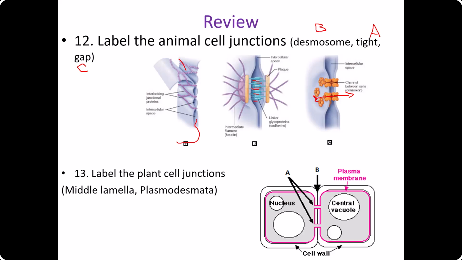Number 13, it says label the plant cell junctions. Our options are middle lamella and plasmodesmata. So middle lamella literally means middle layer. So B is pointing to this direct connection here of the cell walls. So middle lamella is B, and then plasmodesmata are these openings where the cytoplasm is connected. So the plasmodesmata is A.